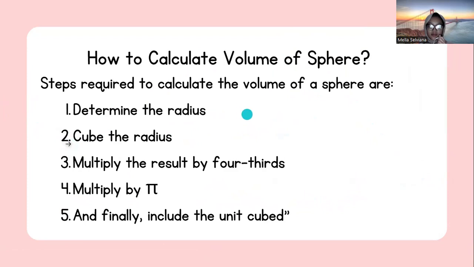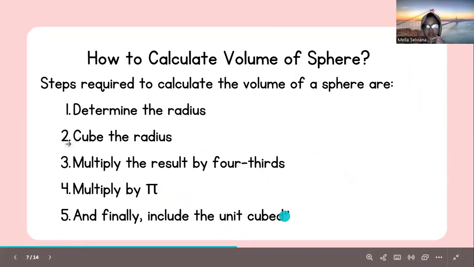First, determine the radius. Second, cube the radius. Third, multiply the result by 4 over 3. Step 4 is multiply by pi, and step 5, the last step, is include the unit cubed.